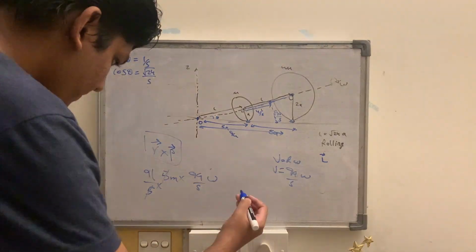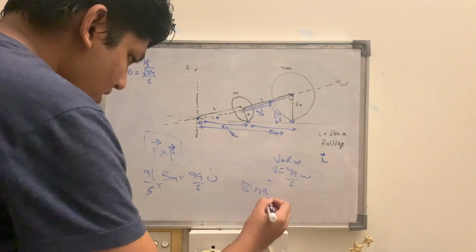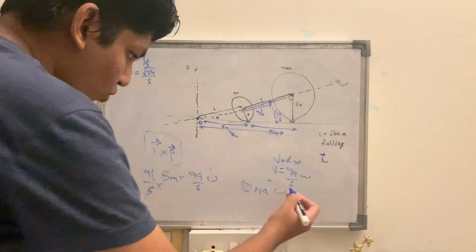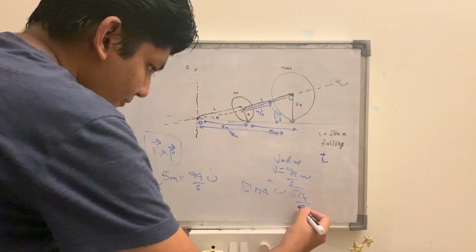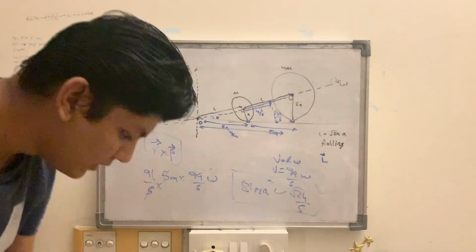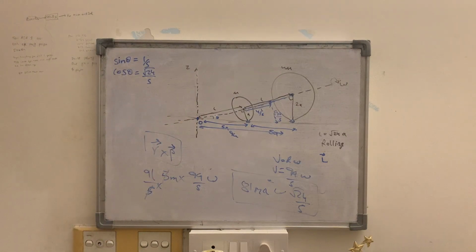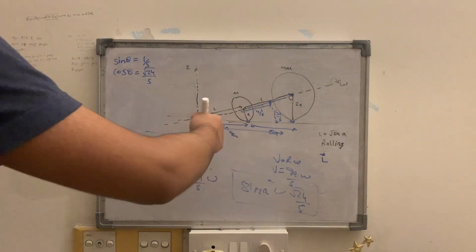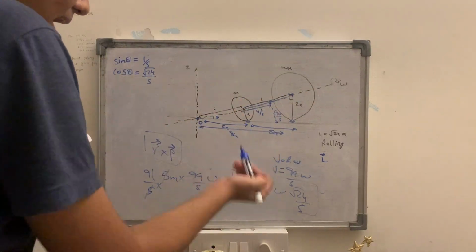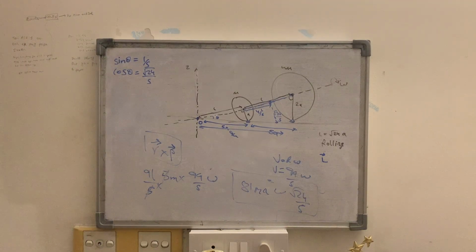So this will be 81 m a square omega root 24 by 5. This is what we have calculated, the angular momentum of the center of mass about the point O. So this is the angular momentum of the center of mass about this point O. It is 81 m a square omega into root 24 upon 5. But the option said that it is 81 m a square omega.